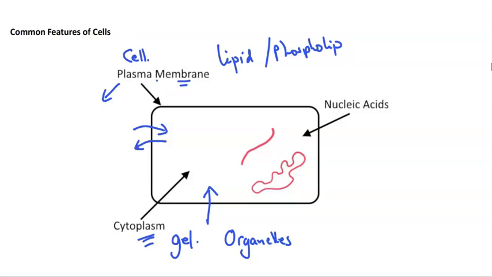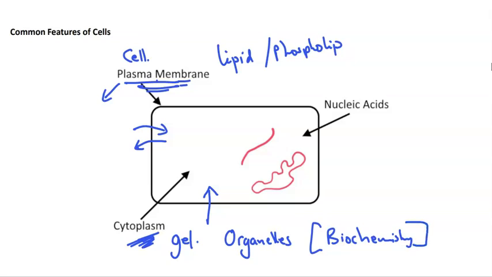So all cells have this controlling plasma membrane, controlling what goes into and out of the cell. They have the cytoplasm with their organelles. So this is where the chemistry of life takes place. We call that biochemistry. So this all takes place in here.